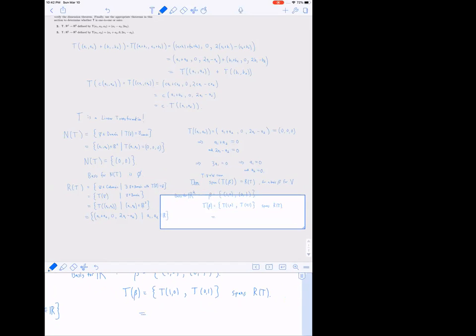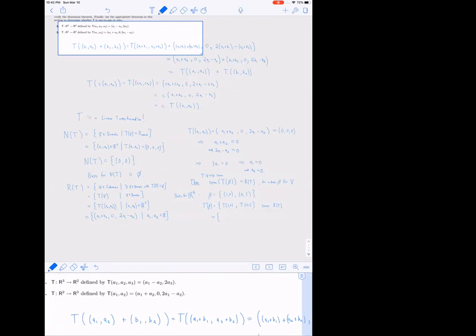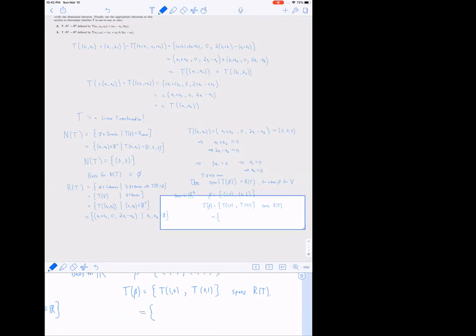So, okay, what is T of (1, 0)? Well, we know what T does. T of (1, 0) is just going to be (1, 0, 2). Similarly, we could apply T to (0, 1), and we're going to get 0 plus 1 is 1, and 0, and 0 minus 1, that's a minus 1. Great, so this is a set that spans the range of our linear transformation.